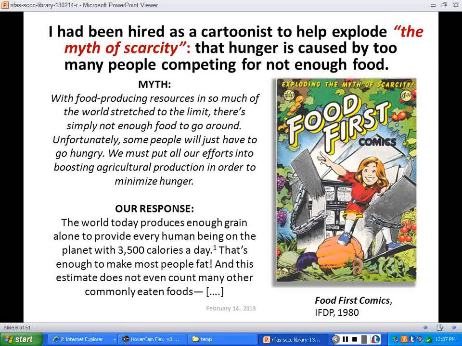The work that they did was presented in the form of myths and our response. And the basic myth that the organization worked with was that people are hungry in the world because there's too many people or not enough food. And what Frances Moore Lappé had discovered in the library was that there was plenty of food. Growing enough food was not the problem. And they redid their calculations recently and found that it's even more true now than it was then. And so I did a comic book for them, Exploding the Myth of Scarcity, Food First Comics, to help publicize that perspective.